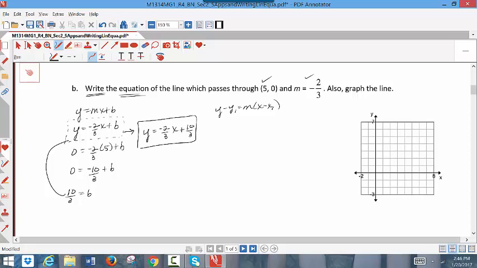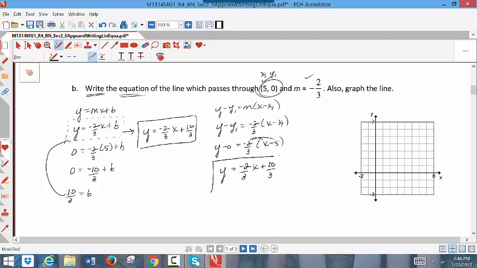Okay, now if I use the second method, I do the same thing by beginning by substituting in the slope value, which is negative 2/3. And then I replace the x sub 1 and the y sub 1 with the point in which x sub 1 is 5 and y sub 1 is 0. So this becomes y minus 0 equaling negative 2/3 times x minus 5. Well, y minus 0 is y. And if I distribute the negative 2/3, I get negative 2/3 x plus 10/3. Again, here's my equation.